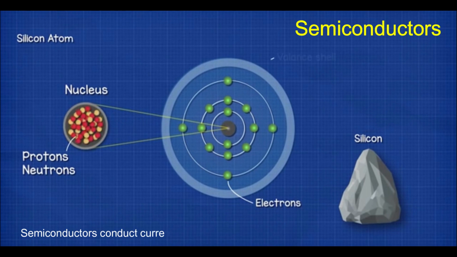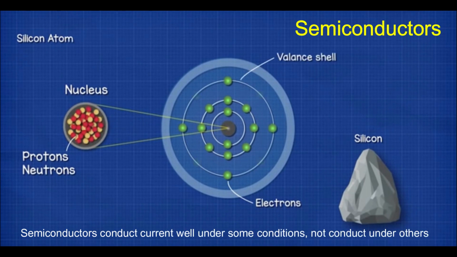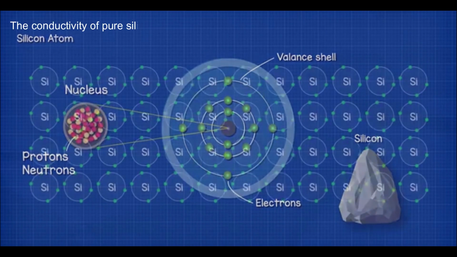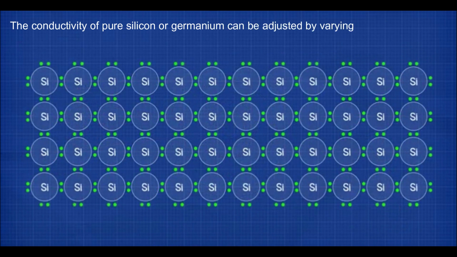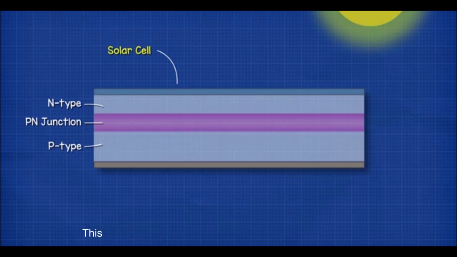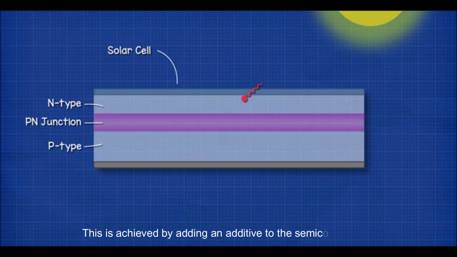Semiconductors conduct current well under some conditions, and not under others. The conductivity of pure silicon or germanium can be adjusted by varying the number of free electrons or holes. This is achieved by adding an additive to the semiconductor.